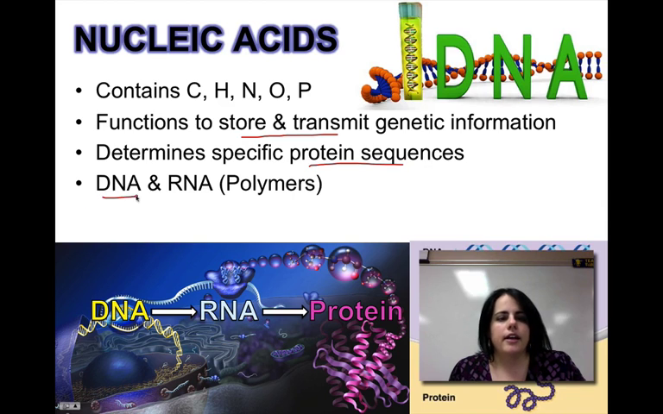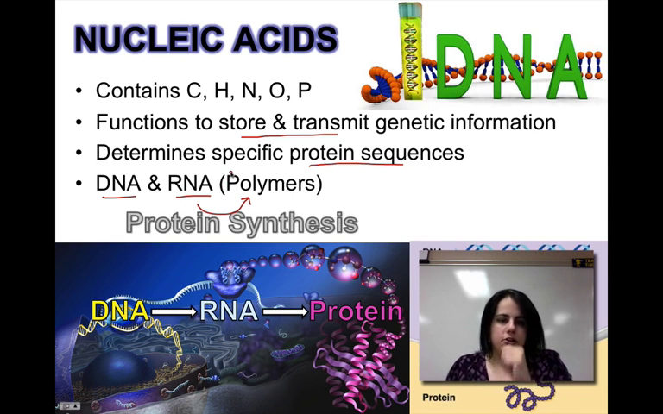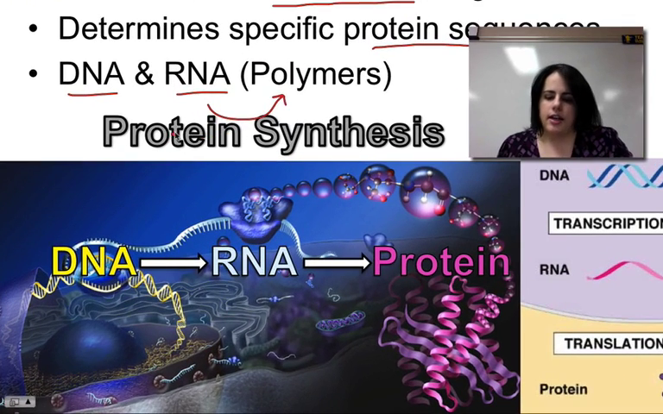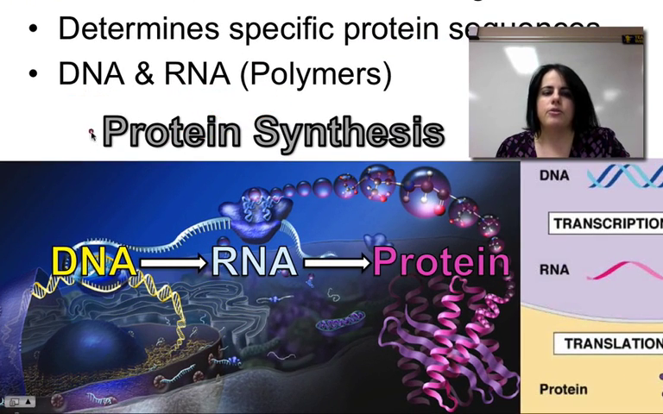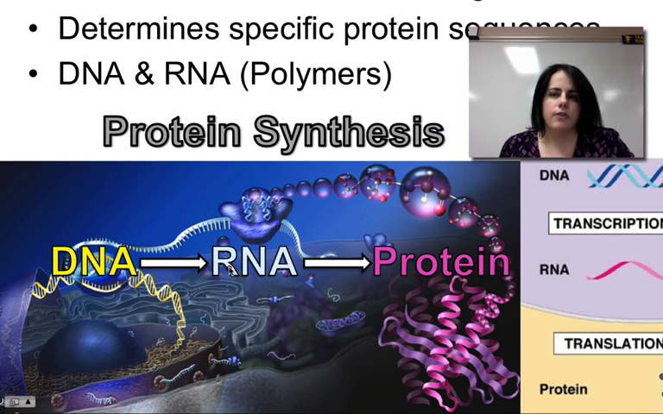Now, DNA and RNA are considered the polymers of nucleic acids. So I think that's on your note sheet, that the two different polymers are DNA and RNA. And we're going to look at these closer up later in the year, but a little bit right now. Now, when we talk about it determines protein sequences, later in the year we're going to do a chapter called protein synthesis, and that's how proteins are made. This is kind of a very brief overview right here.